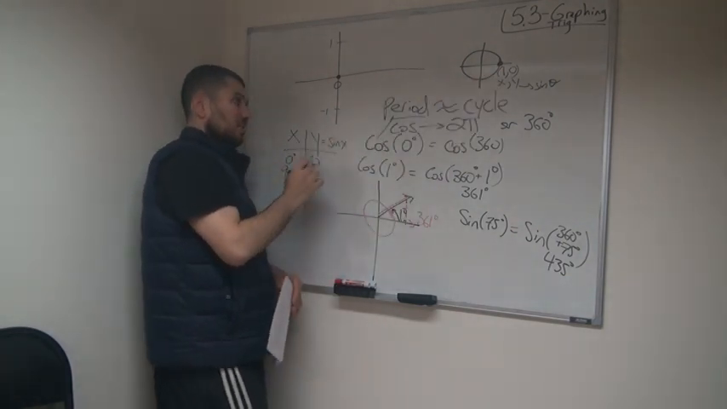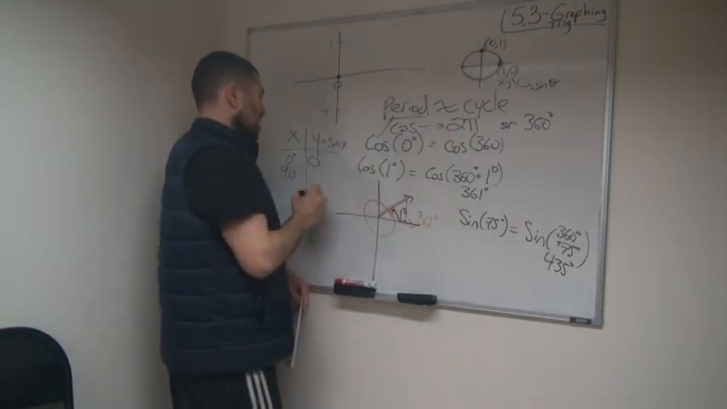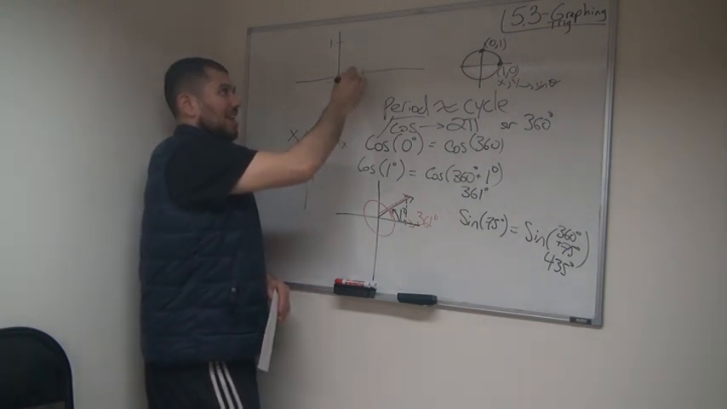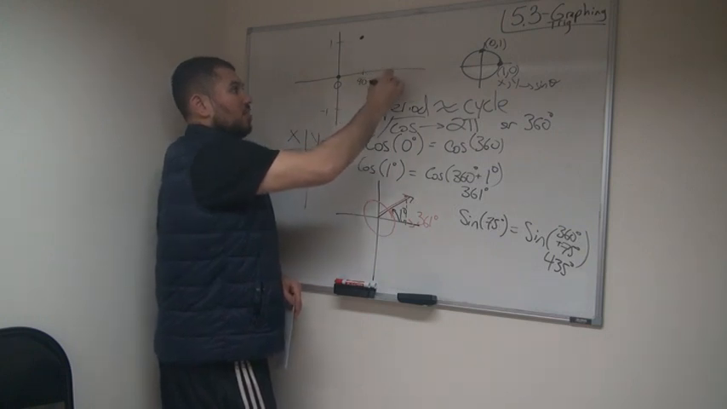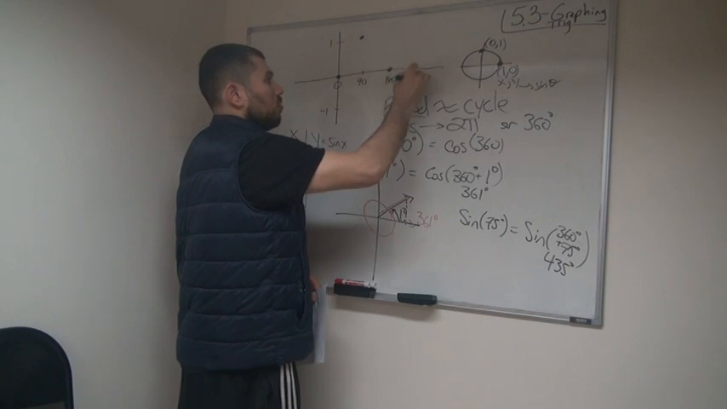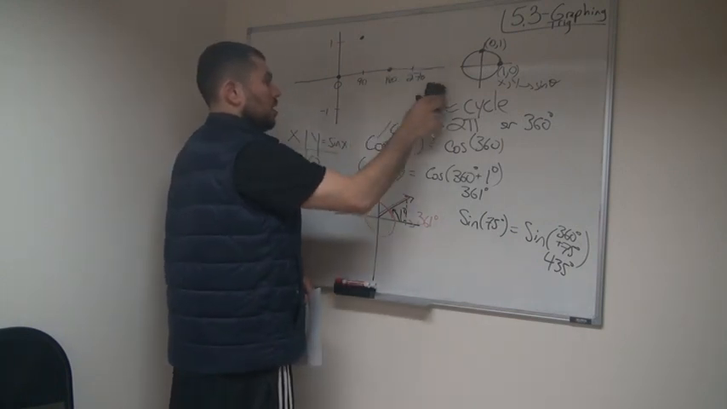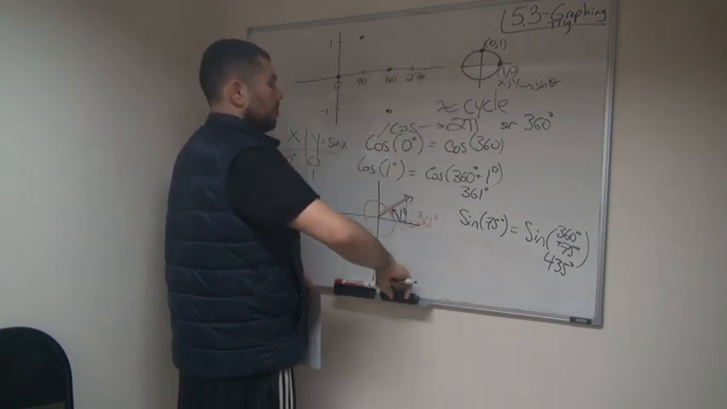At 90 degrees, I have 0, 1. The sine of 90 is 1. So at 90, I have a point at 1. At 180 degrees, I have a 0 again. At 270 degrees, I'm at -1. Oh, my bad.